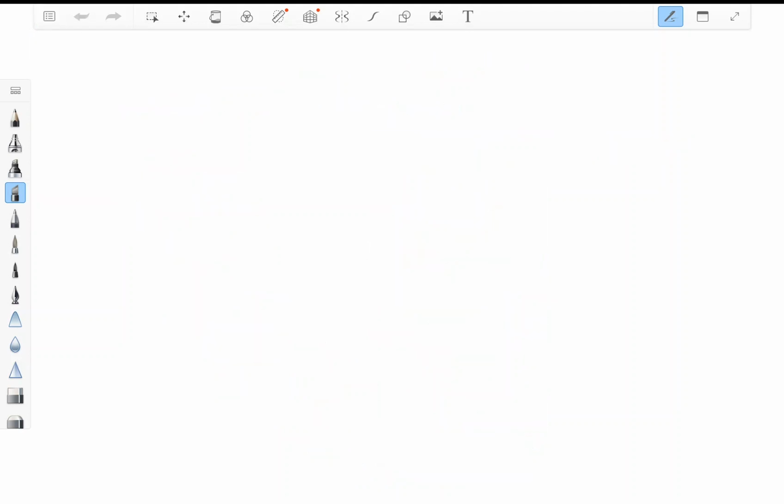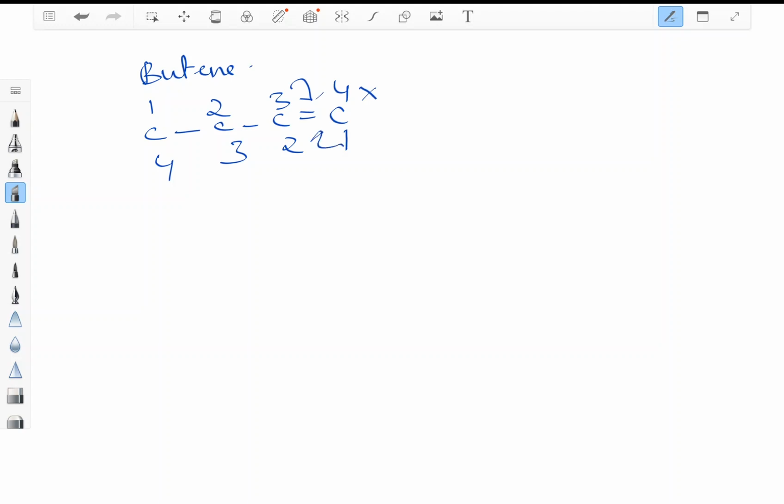Right. Moving on to the structure of butene. Now butene has four carbons with one double bond here. If it is here, I have to number from the right side 1, 2, 3, 4. I cannot number from here 1, 2, 3, 4 because it is giving third position. So this numbering is wrong. Here it is giving first position. This one is correct. The name is 1-butene.